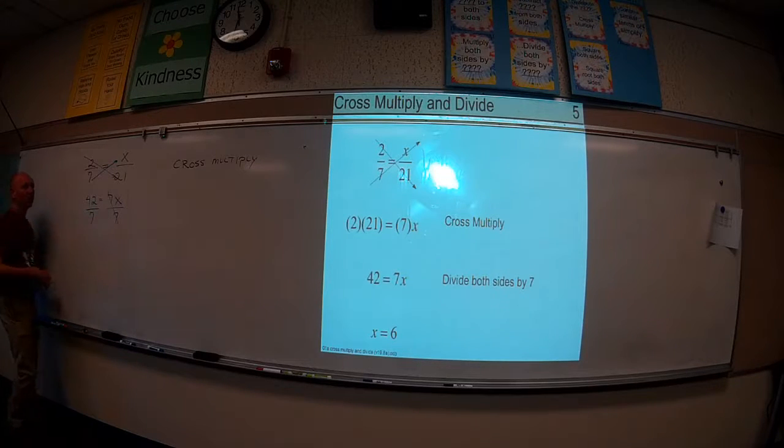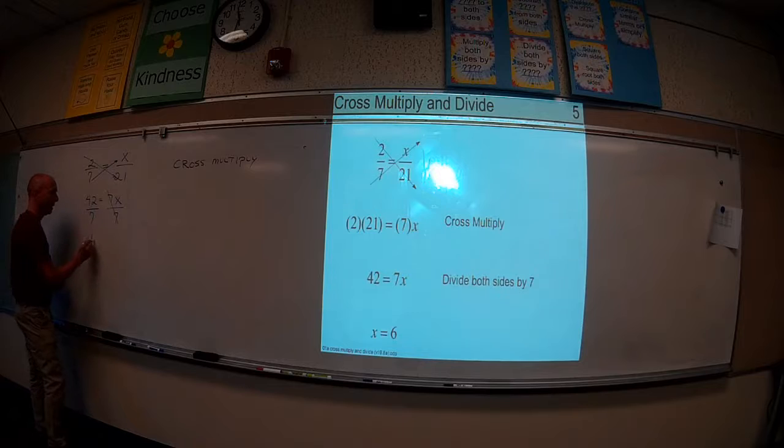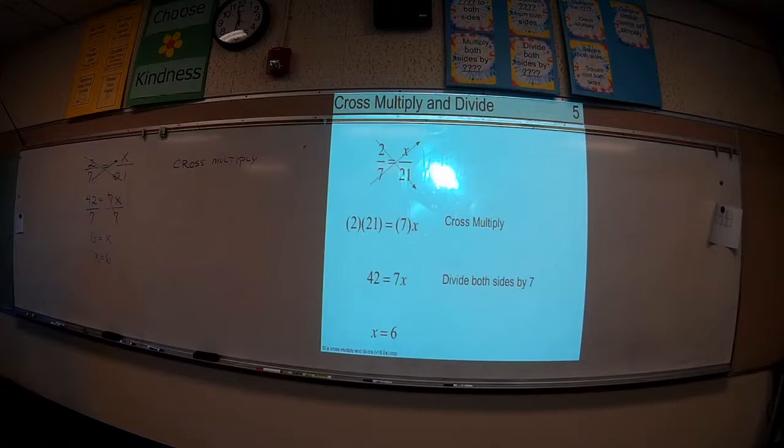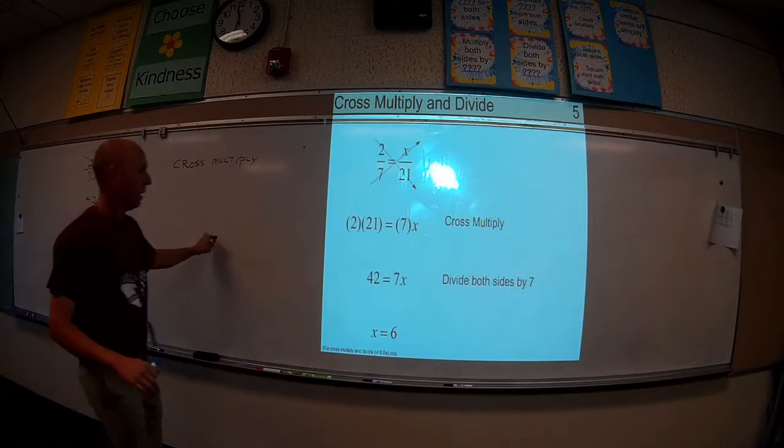So right there, the 7s are going to cancel out, and I'm left with 6 equals x, or x equals 6. This is a tool for solving for x. Cross multiply, divide. Good.